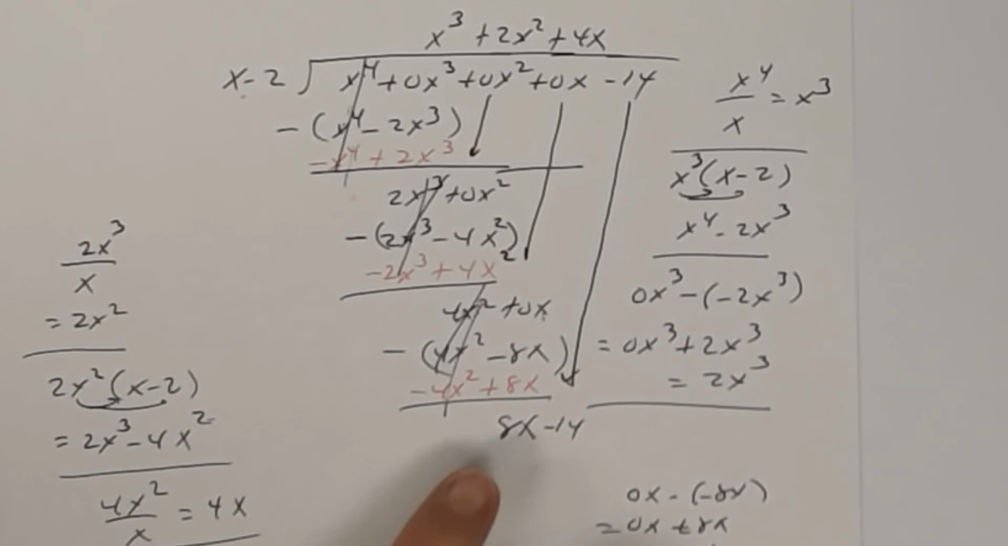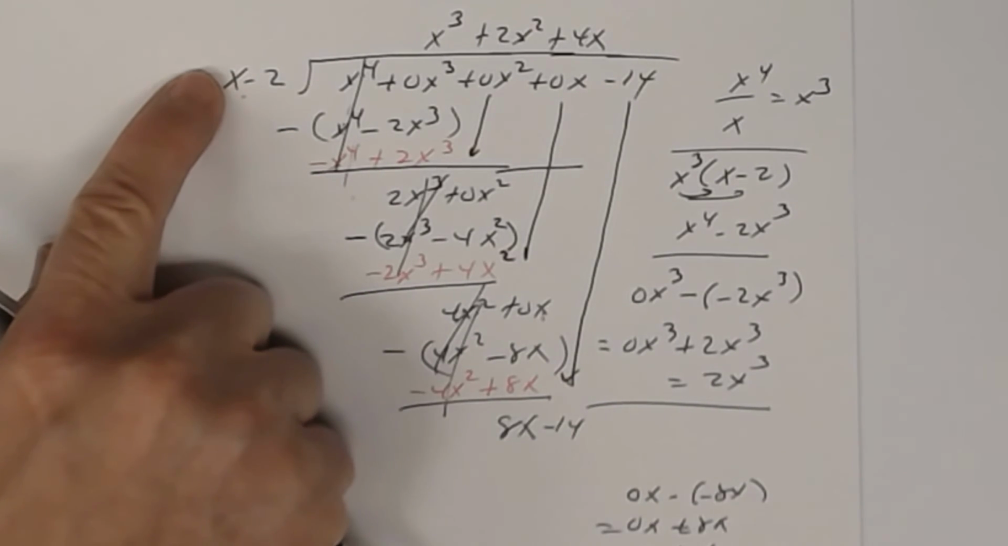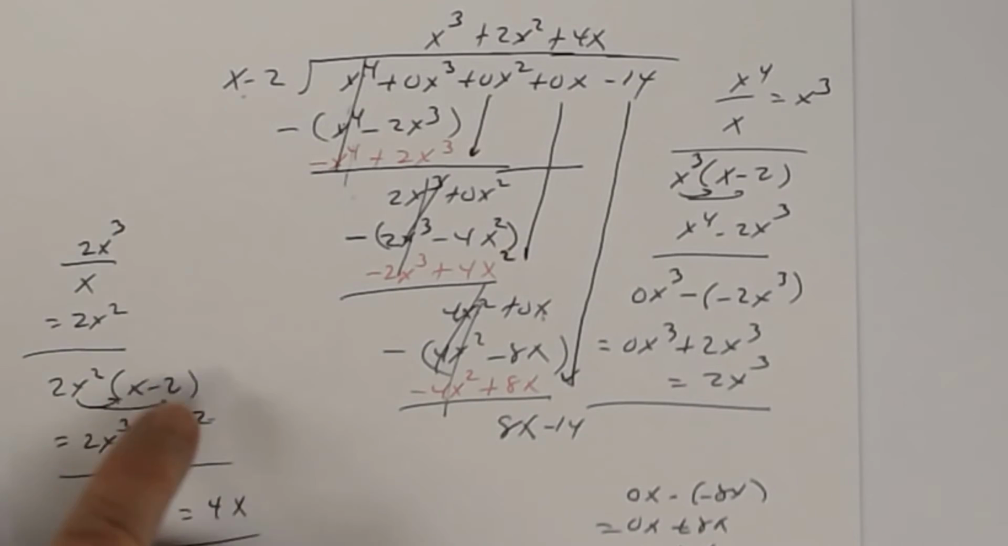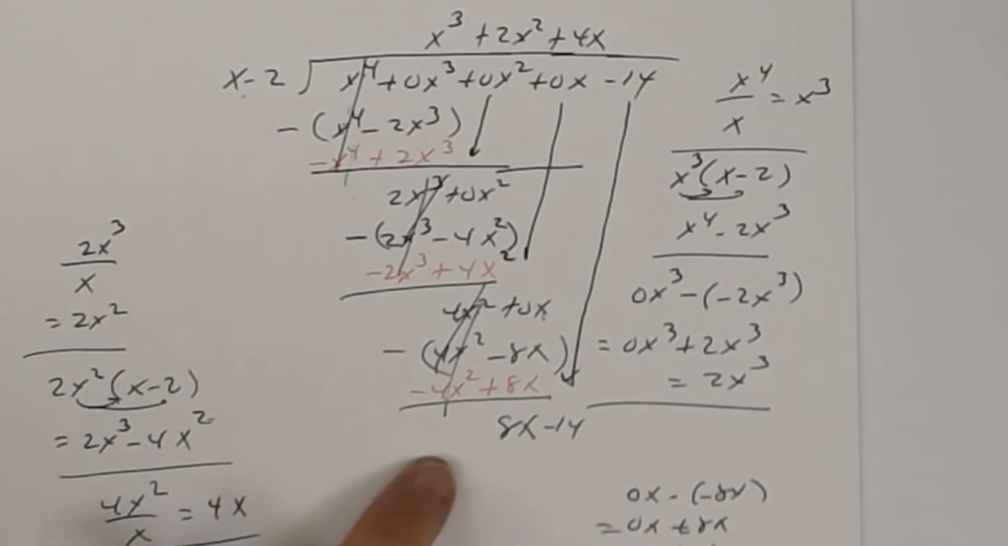Now remember, you ask yourself, the degree here is 1, right? X to the first, the degree here is 1. So you stop whenever the degree is less than the degree of your divisor. So you say, I can go further. I can go further.